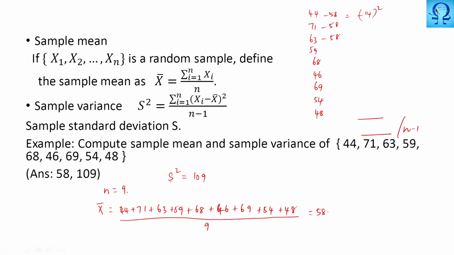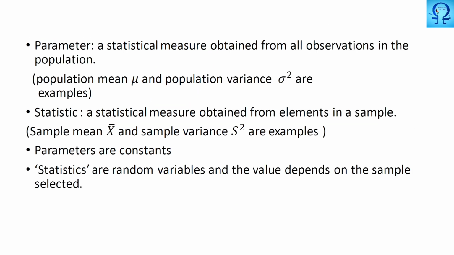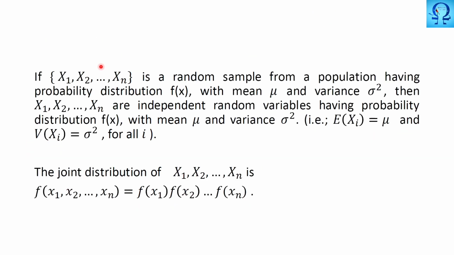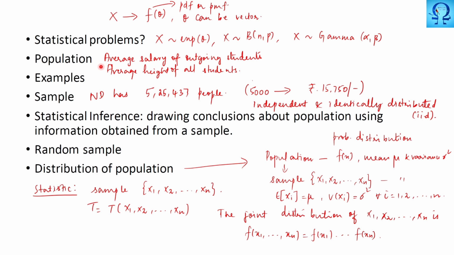Okay, so to perform these statistical theories, you need to be well versed in using calculators. Now moving further, we have a few more definitions. The first one is the parameter. It is the statistical measure obtained from all observations in the population. It means, suppose in the previous instances that I have specified, we were calculating the average income, right? So it is basically dealing with the mean.